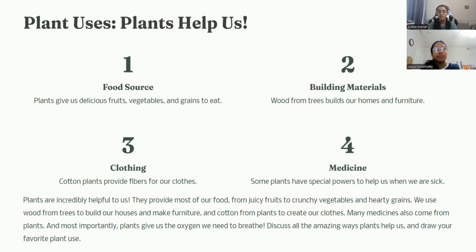There are a bunch of different plants that have special powers to help us when we're sick. And a lot of plants are used to make medicine even today and have been used for quite a long time. So plants are incredibly helpful to us. They provide most of our food from juicy fruits to crunchy vegetables and hardy grains. We use wood from trees to build our houses and make furniture and cotton from plants to create our clothes. Many medicines also come from plants.